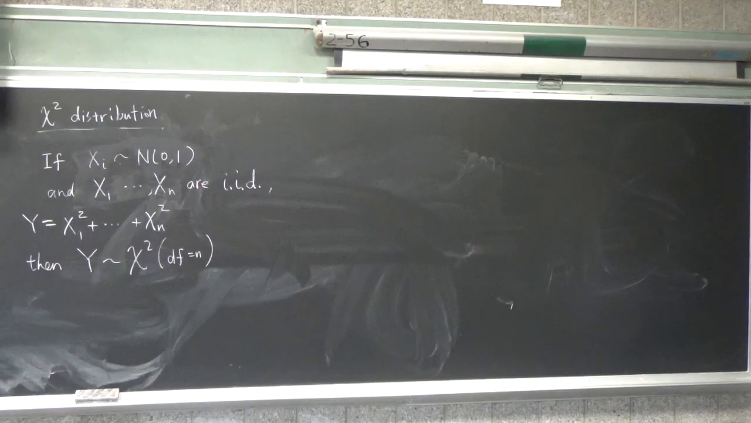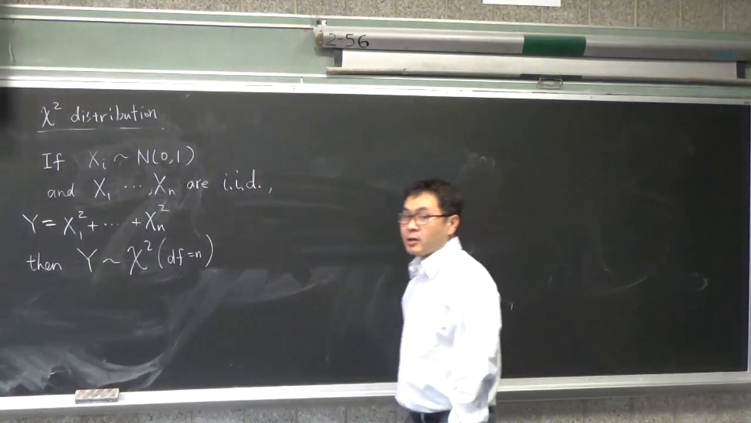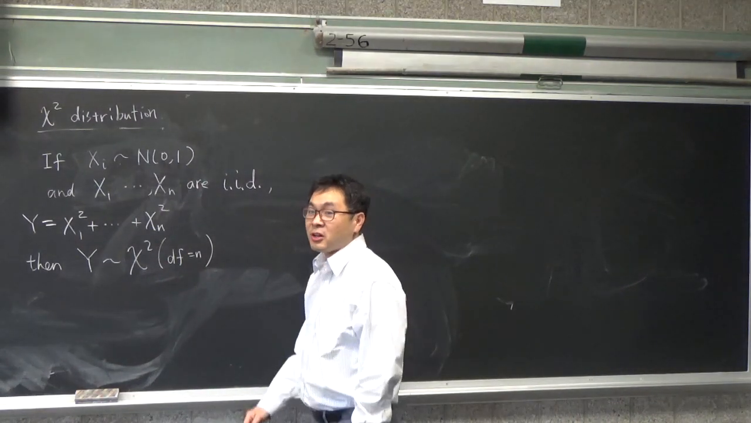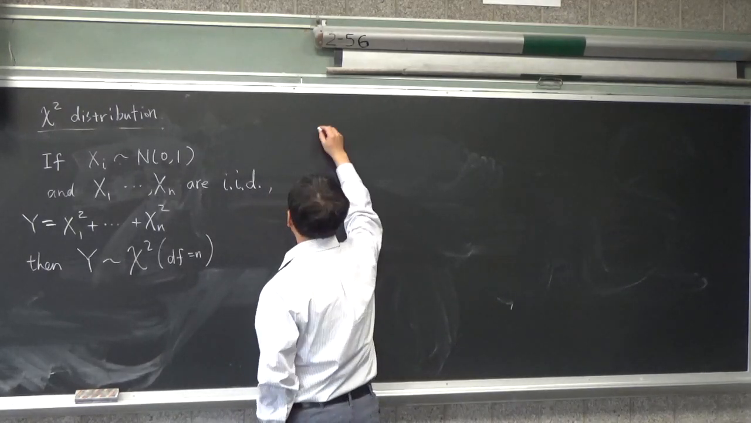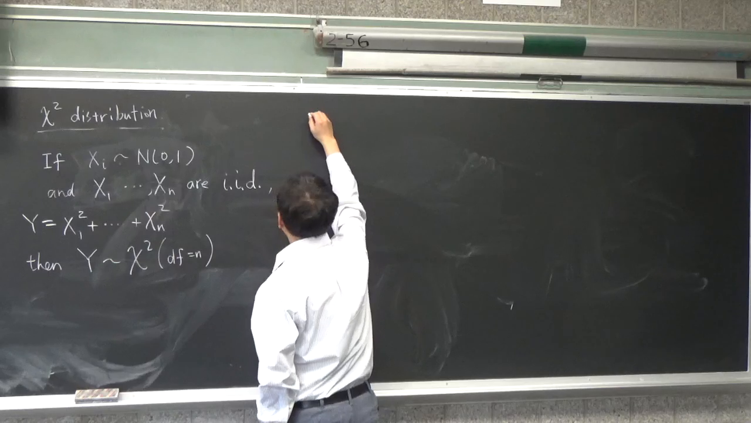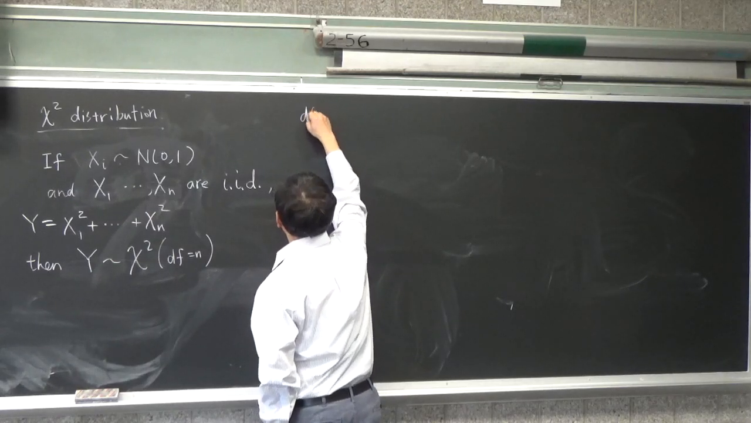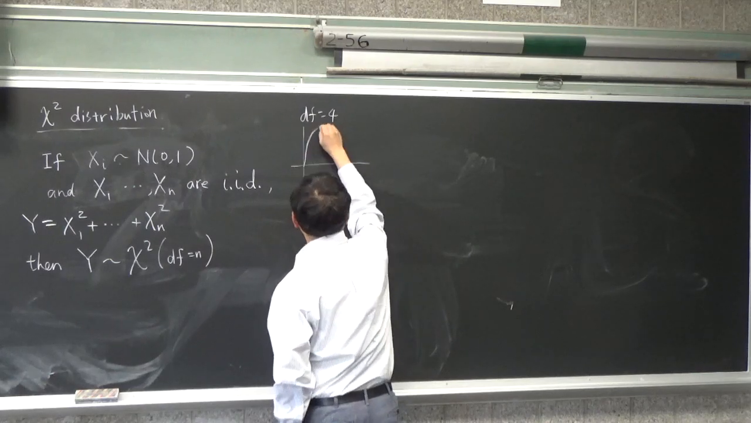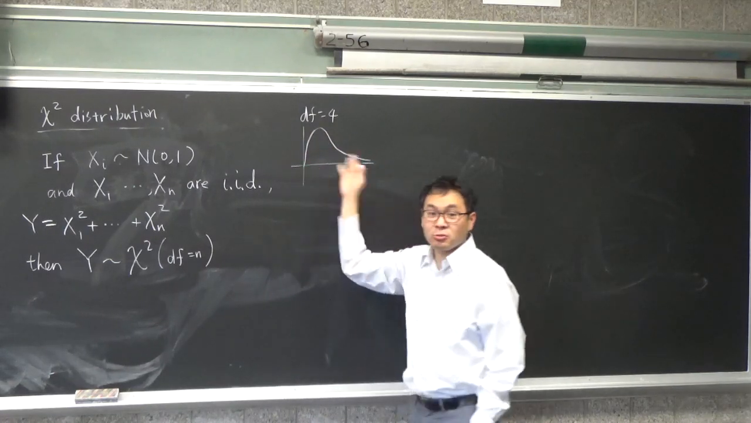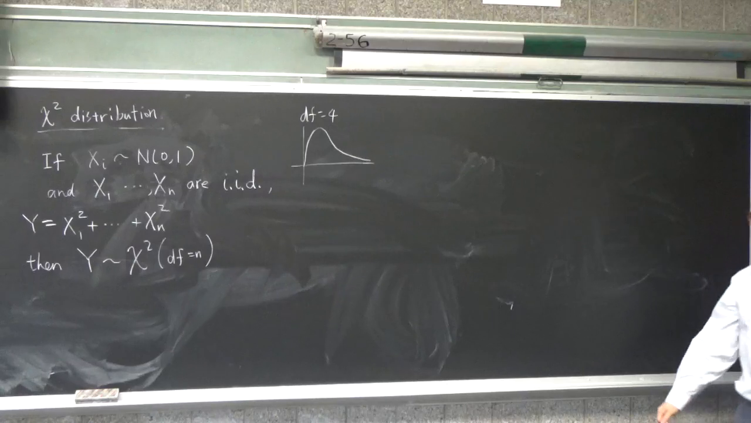Okay? And I did a computer simulation to show you some examples. For example, when we had degrees of freedom equal to 4, the graph looked something like this. It was skewed to one end. Right?